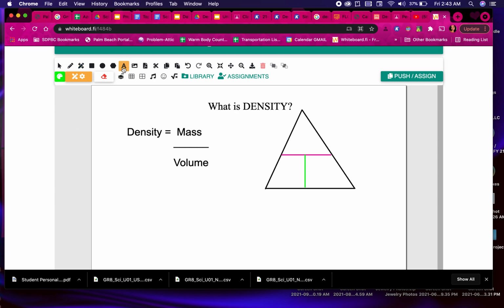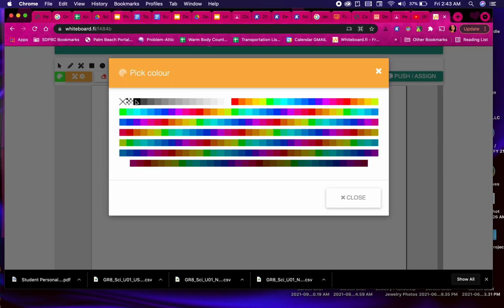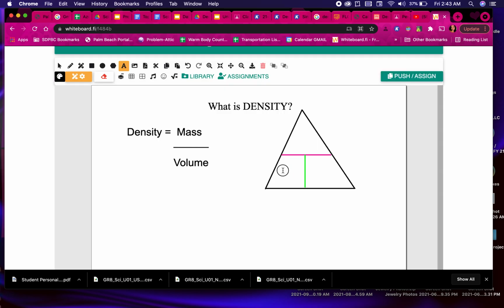Okay, so when we have the letters, density is going to be represented by D. D is representing density. M is going to represent mass. And V is going to represent volume.